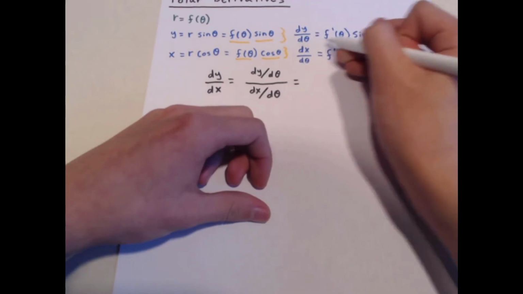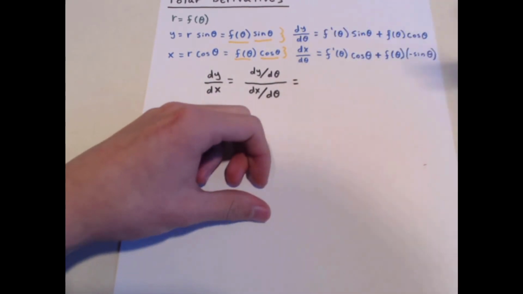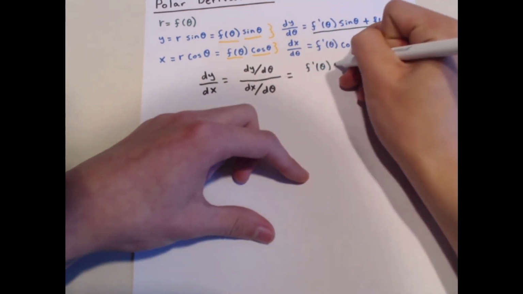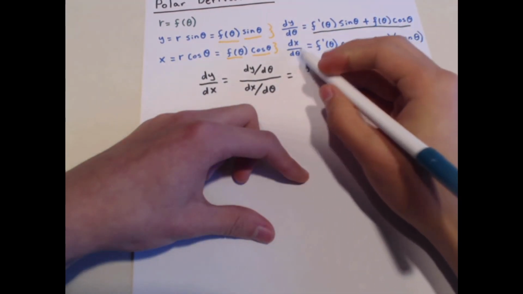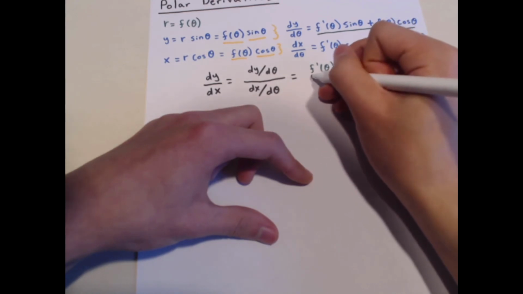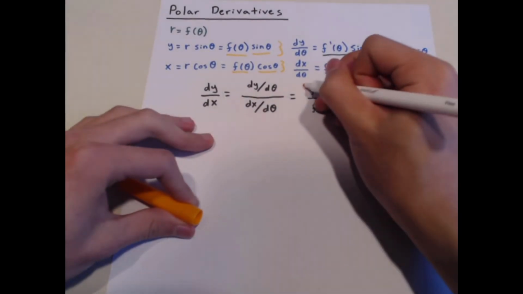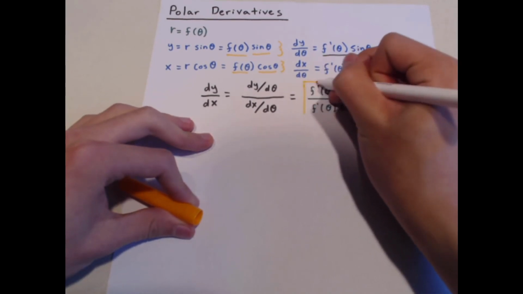We can just divide both of these terms and we get our final answer. We would get this numerator right here, and then we would divide it by dx over d theta, which is going to be our denominator. And that's it. We have our derivative. It is just this very long equation.